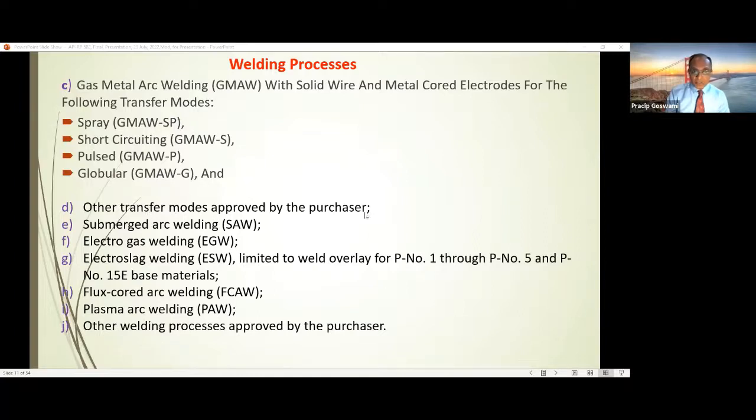Other transfer modes approved by the purchaser are applicable for gas metal arc welding. It allows submerged arc welding, electrogas welding, and electroslag welding, but the application of electroslag welding is limited to weld overlay only, and that is for P1 to P5 and P15, basically all ferritic based materials. It addresses flux core arc welding, plasma arc welding, and other welding processes as approved by the purchaser.